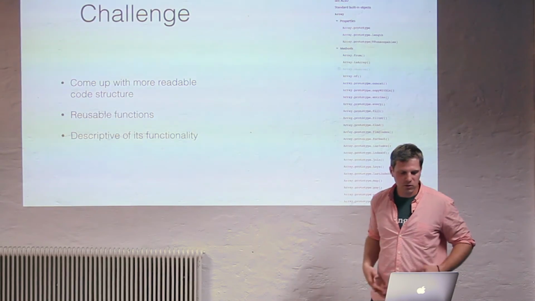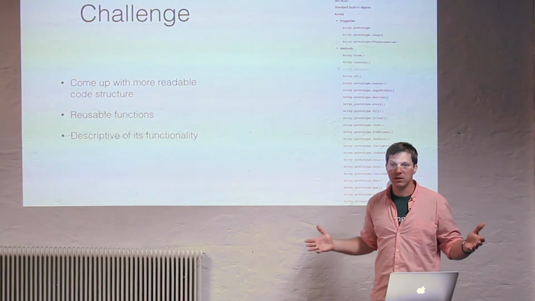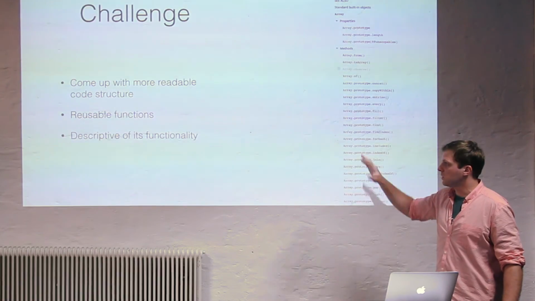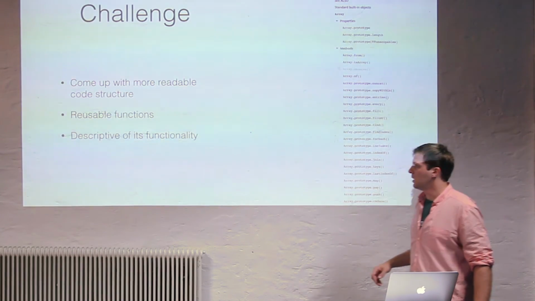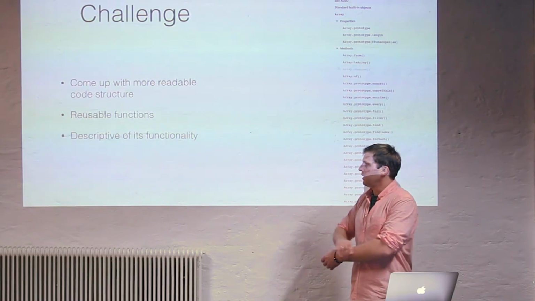Right. So I sort of posed to myself the challenge to understand why is this shitty code? Why is this not good code? How can I sort of make it readable? How can I reuse the functions? Although it's a very small sample, I understand. And how can I make it more descriptive?